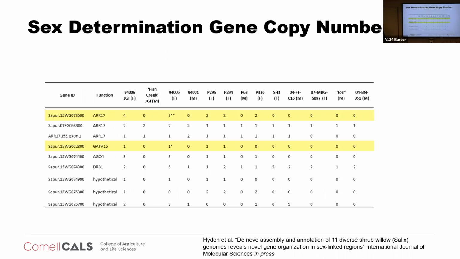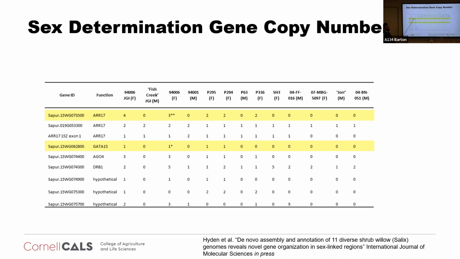Now, in looking at these genomes, as you all know by now probably, I'm really interested in sex determination. So I wanted to see what the gene copy number of these candidate sex determination genes looks like between different genomes. These are Vetrix shrub willow species. They all have been confirmed to have a chromosome 15 ZW sex determination system. So we expected going into this that we would see the same gene content across the sex determination regions. We found out, however, that that does not appear to be the case.